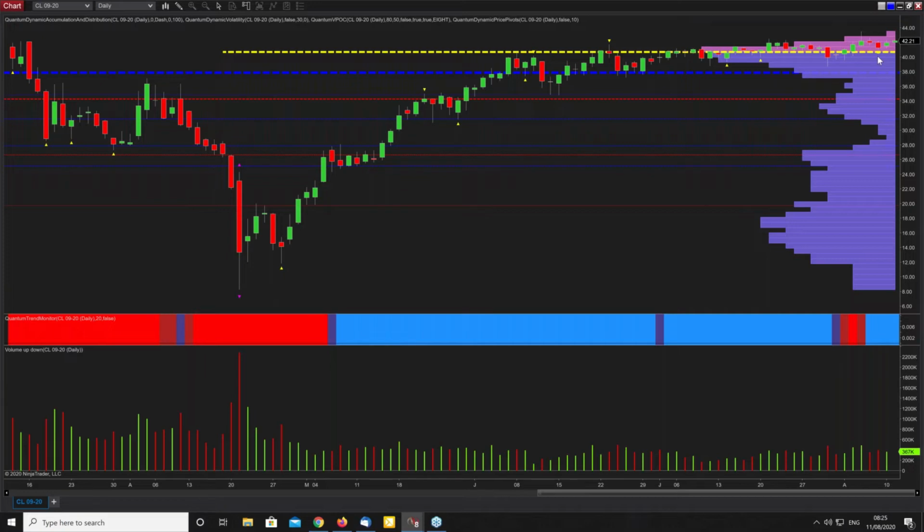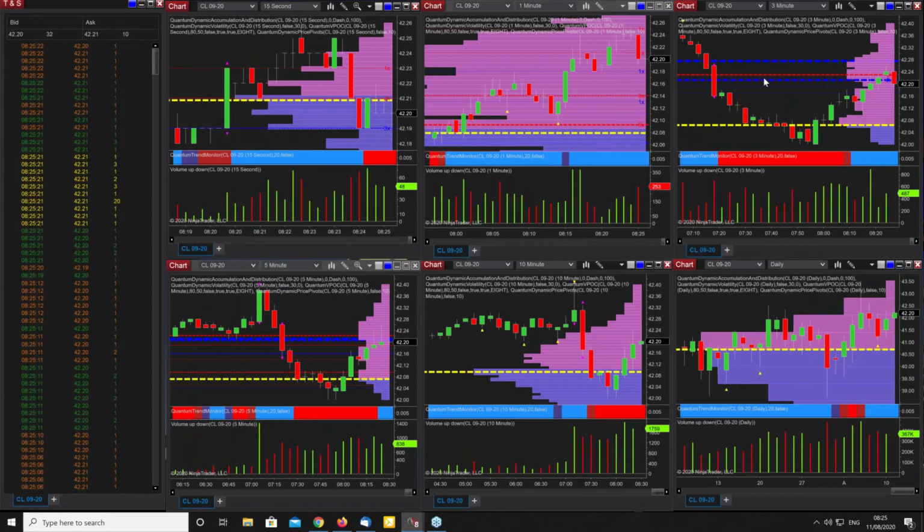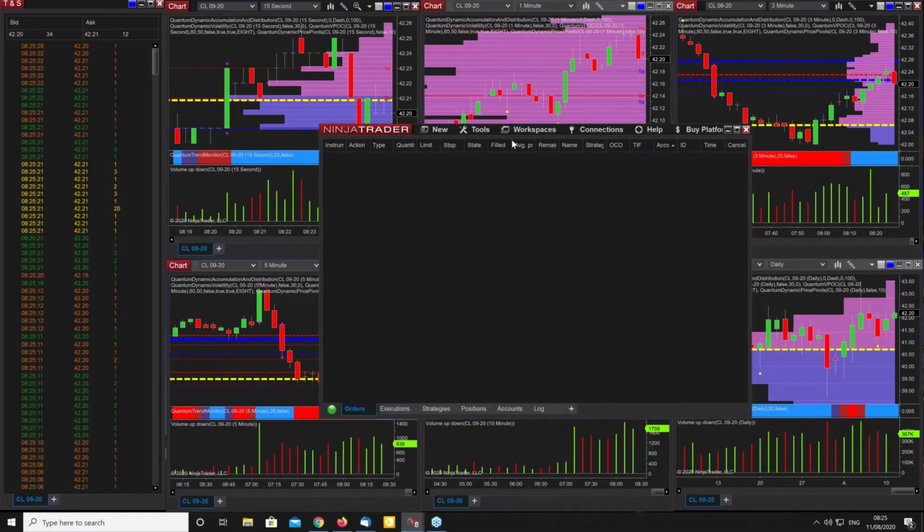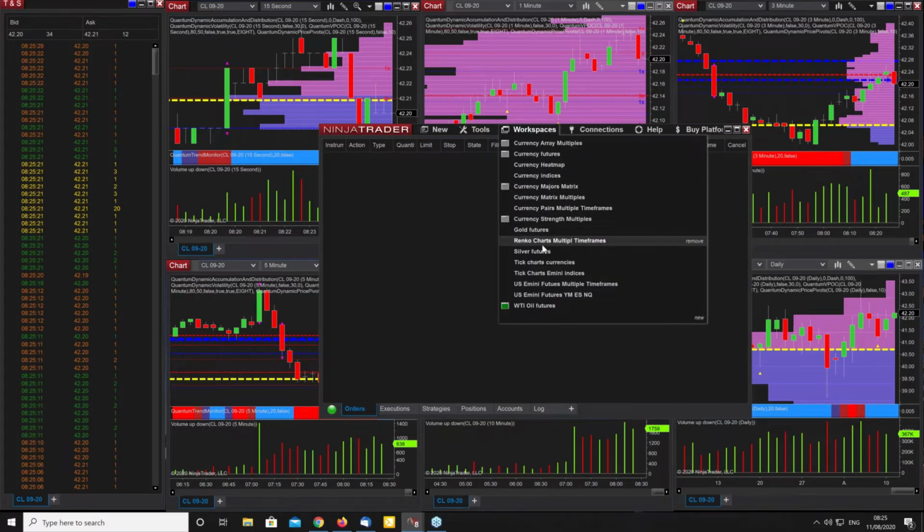It's not for everyone because it requires patience. That's something none of us are very good at. But if you're a patient sort of person, then that principle, again, that's on a daily chart. It could be on a 1 minute chart. The principles are exactly the same. Let's just go and see what workspaces I have got available.